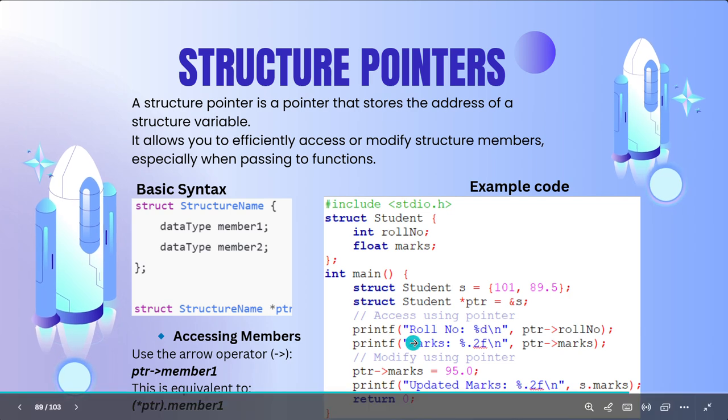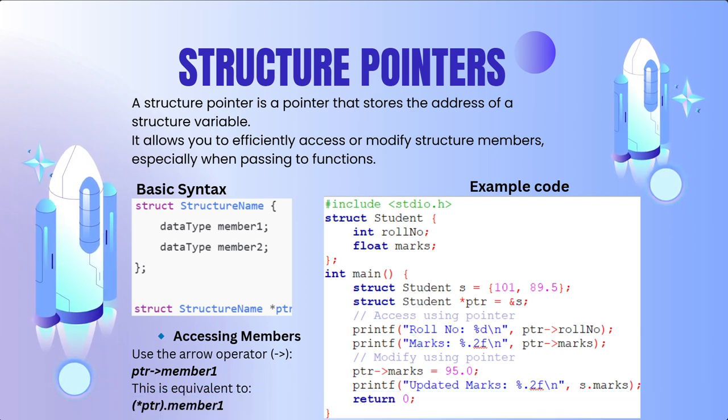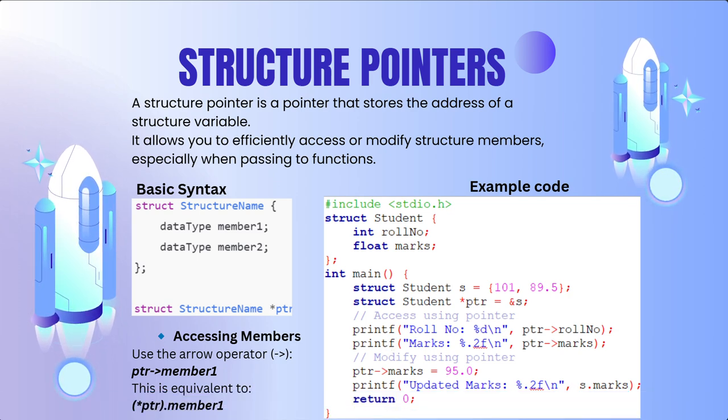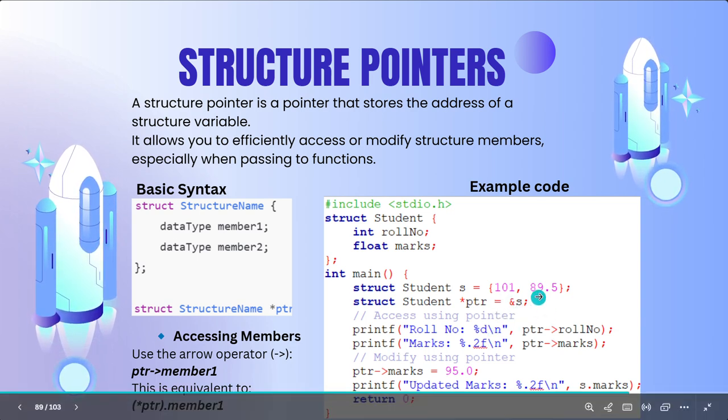Now access using a pointer. In printf, we are printing it as ptr arrow roll number, or we can write it as asterisk ptr within parentheses dot roll number. This can also be done. Next we are printing marks the same way. Modify using pointer. Let's see how to modify. ptr arrow marks equals 95.0. So we are changing the marks from 9.5 to 95.0. Now we print s dot marks.